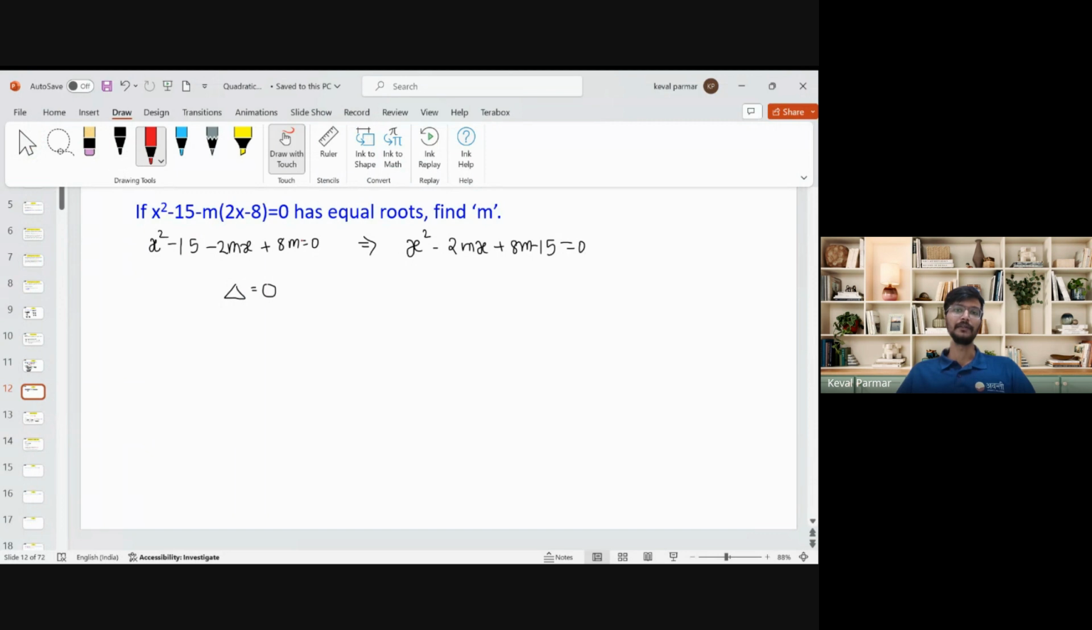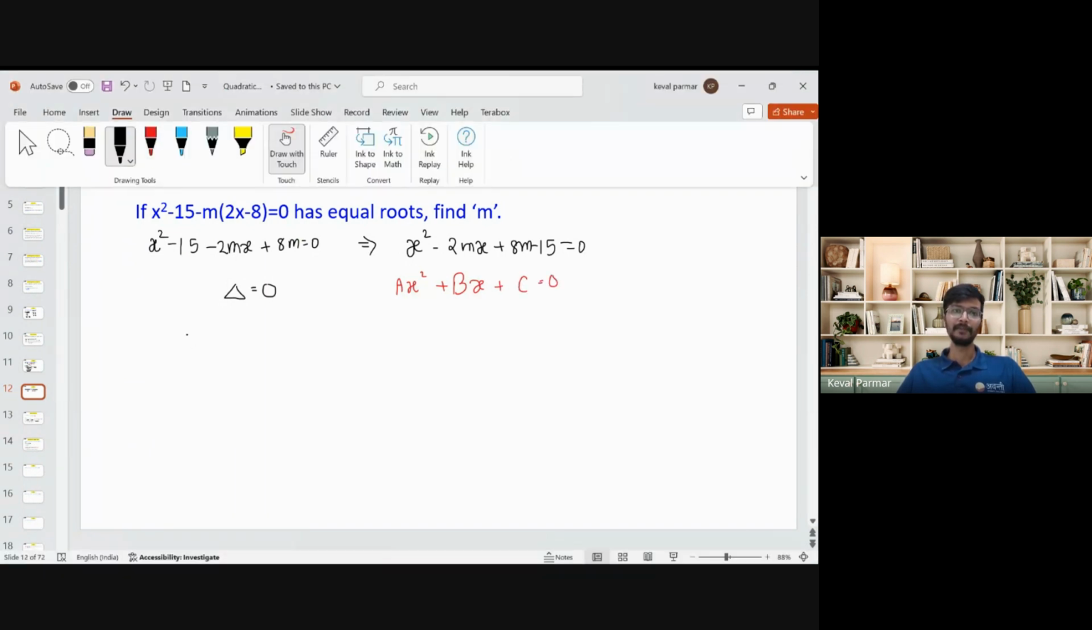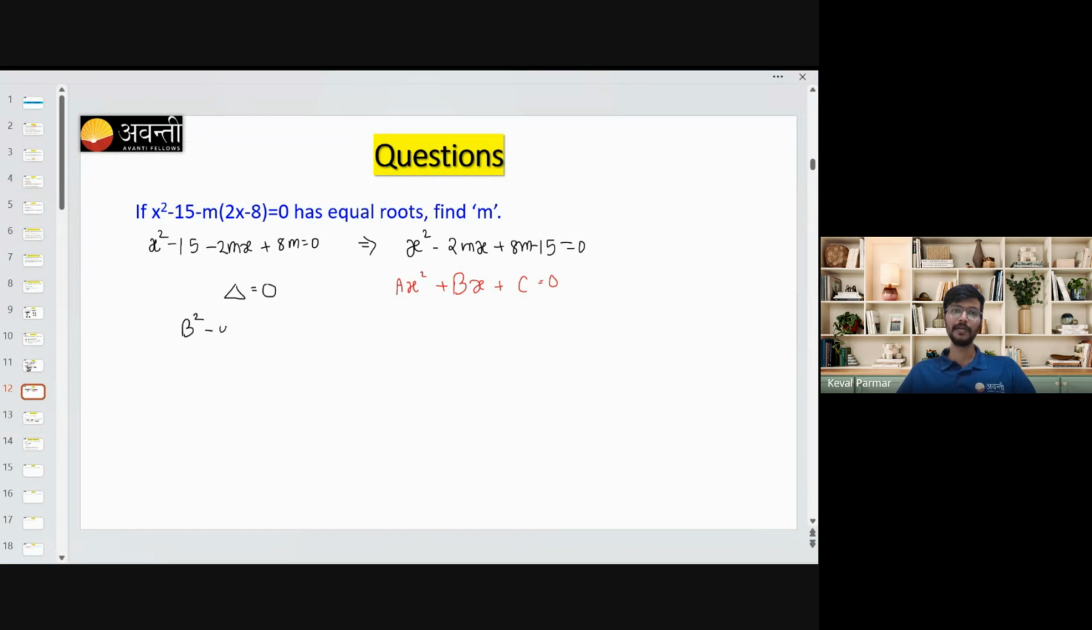Let us compare it. So I get ax squared plus bx plus c equals 0. So what is discriminant? Discriminant is b squared minus 4ac equals 0. What is b squared? 4m squared minus 4ac, 4 times (8m minus 15) equals 0. 4 and 4 will get cancelled. I'll get m squared minus 8m plus 15 equals 0.